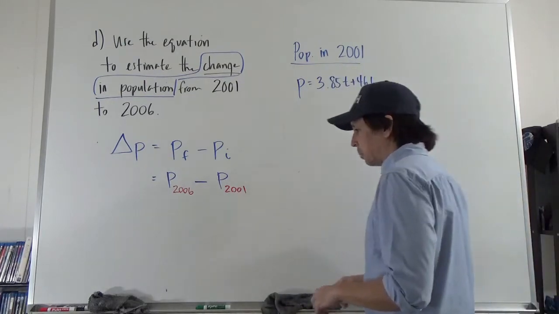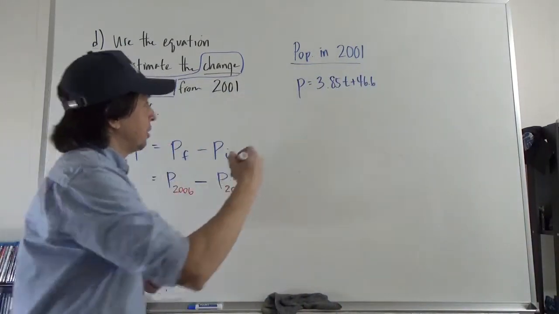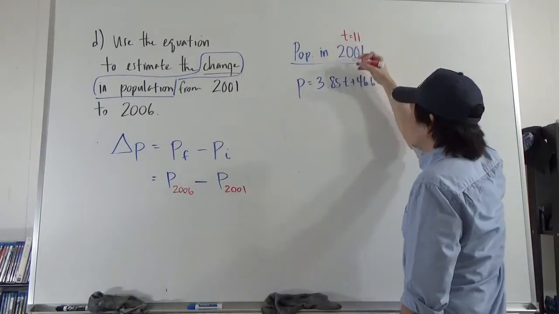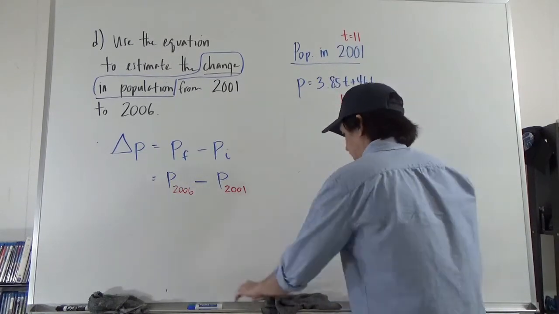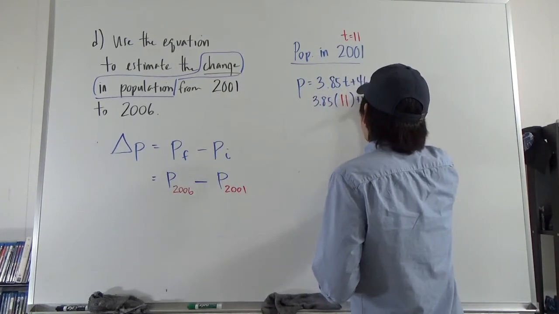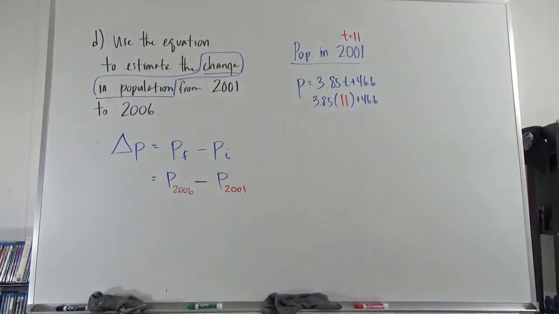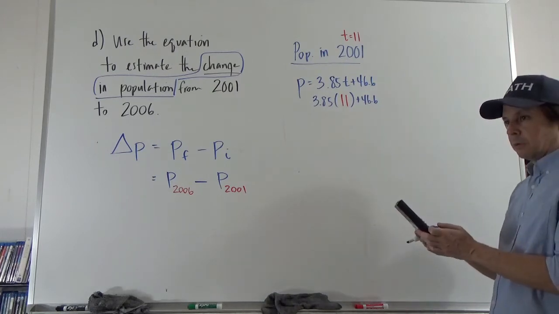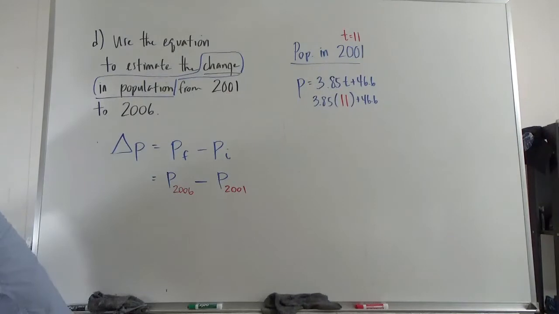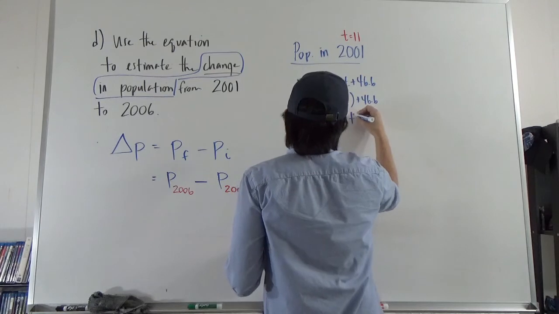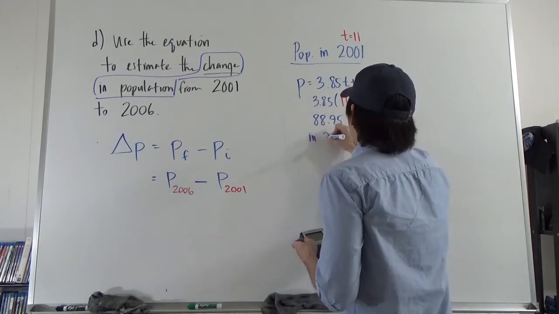And what I want to do is find the population in the year 2001. I need a t-value. My reference year is 1990, so 2001 is t equal to 11. I'm going to plug in 11 for t. I got 88.95. That's your population in 2001.